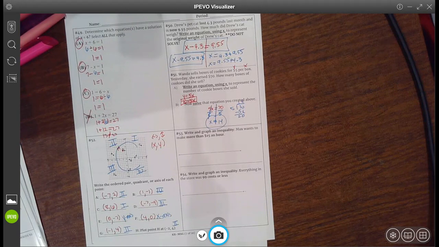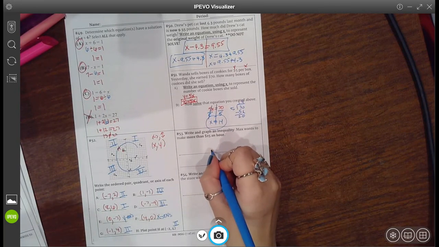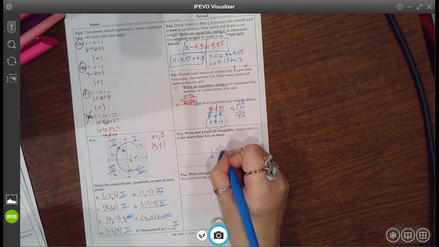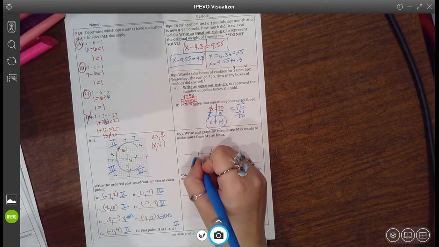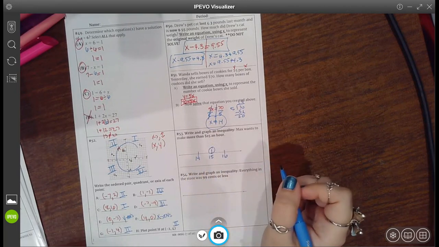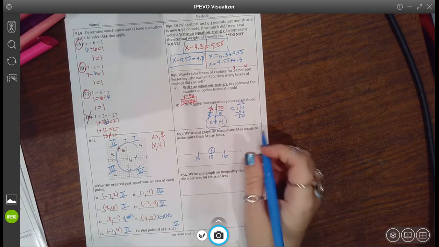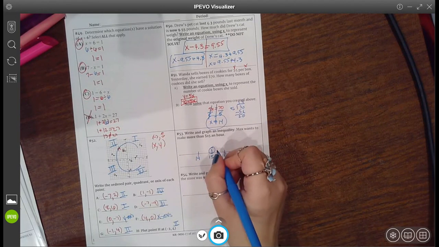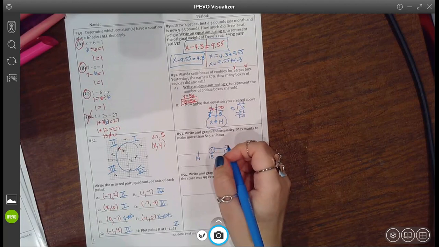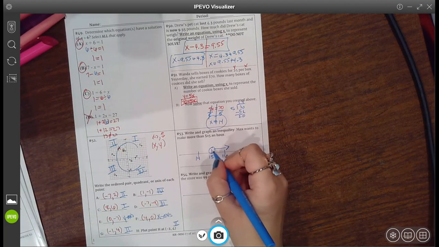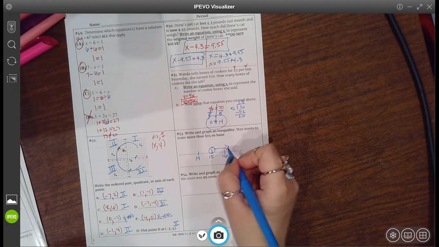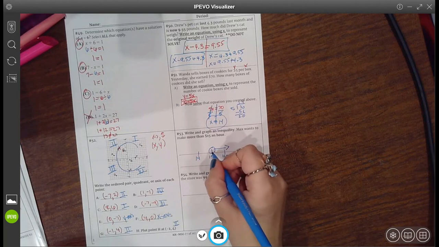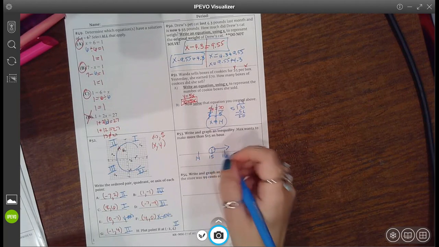Okay, 53 says write and graph an inequality. Max wants to make more than $15 an hour. So sometimes it's helpful to actually do the graph first. So we're dealing with the 15. It says he wants to make more than 15. So is that to the right or to the left? To the right. Is he happy if it's including 15 an hour, or does he just want more? He only wants more. Now, if it said 15 or more, then I would shade in the 15.